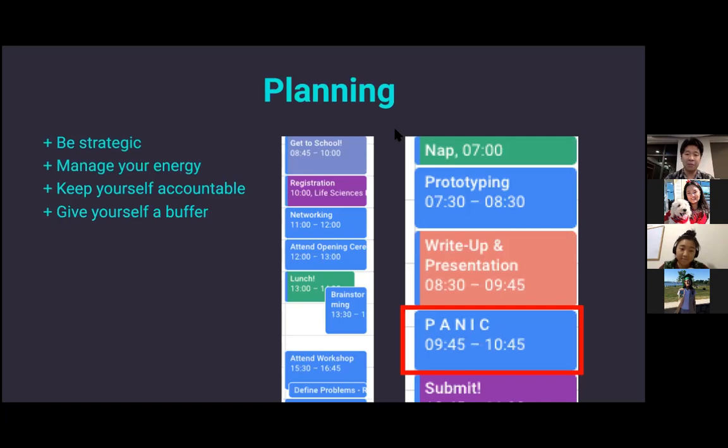So what I mean by being strategic is really to know yourself and know what you want to learn, because hackathons are for learning. It seems really competitive, but to be honest, the best thing you can get out of a hackathon is actually knowledge. So yeah, manage your energy.